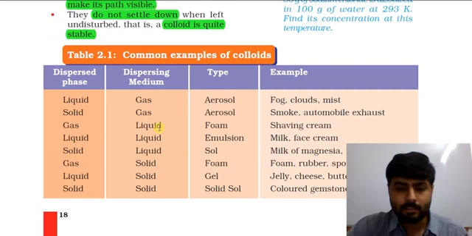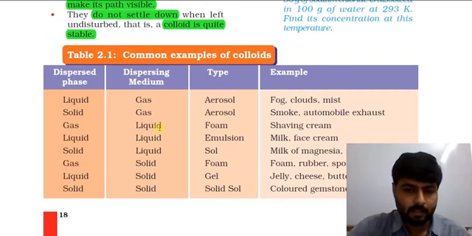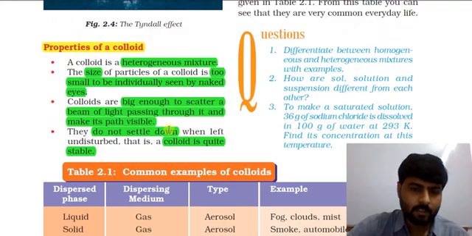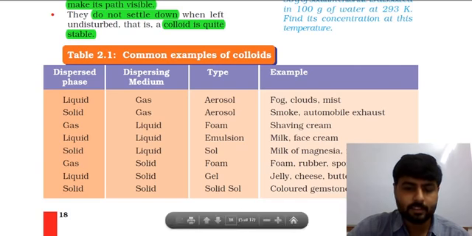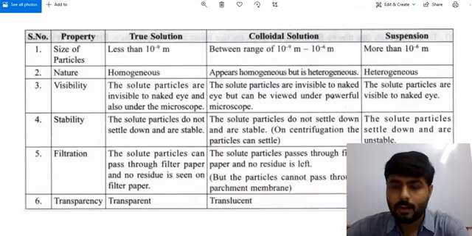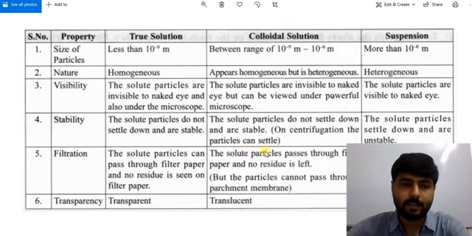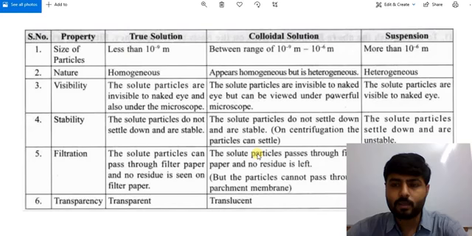Now we have seen three basic types of mixture, that is suspension, solution and colloidal solution or colloid. Let's see the difference or comparison between solution, colloidal solution and suspension. By various properties, we will see the difference between true solution, colloidal solution and suspension.